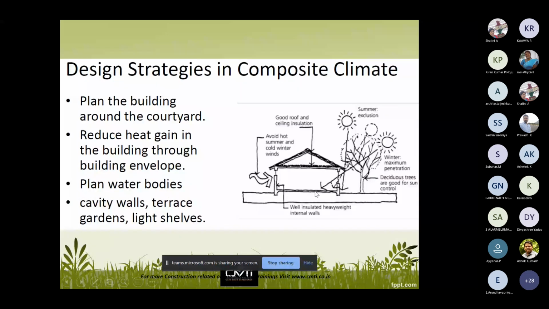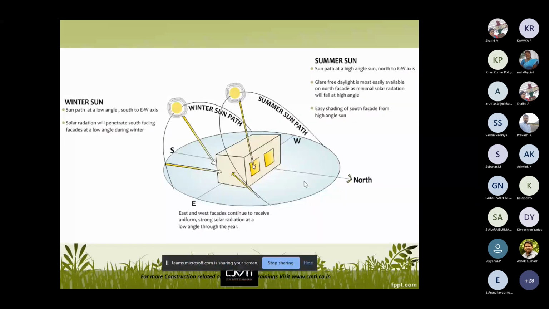And the building orientation, we already spoke. The building has to be oriented like this, east, west, north, south, the directions. Somehow, see, in all the projects it is not possible. Wherever it is possible, if you have a preference, so that you get maximum sunlight.